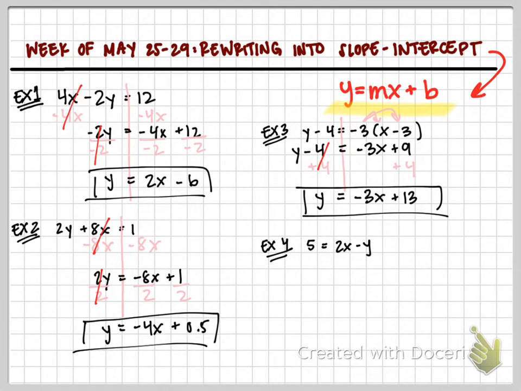All right, one more. Example 4, we have 5 equals 2x minus y. I notice that the y is on the right side. I do not want it on the right side, I want it on the left side. So let's do that first. Let me move the y over. The y is currently a negative, so to move it over, I need to do the opposite, which is add it. Whatever I do to one side, do to the other. And I immediately see that this should cancel.